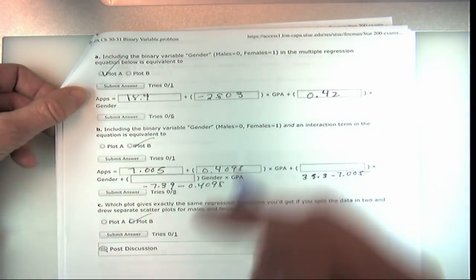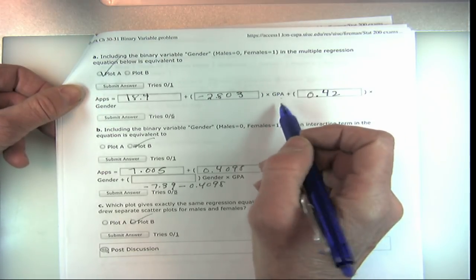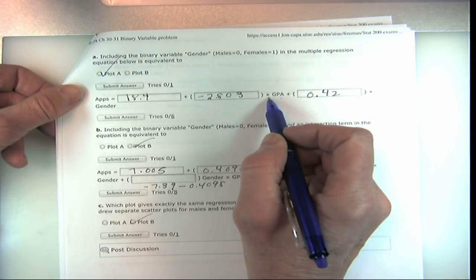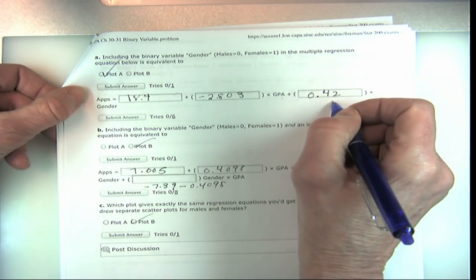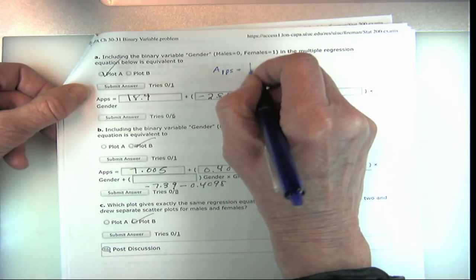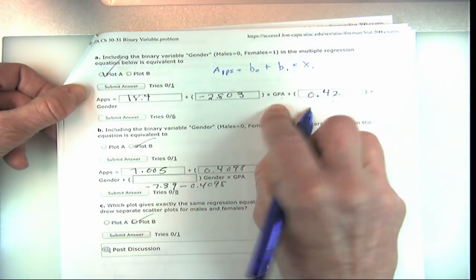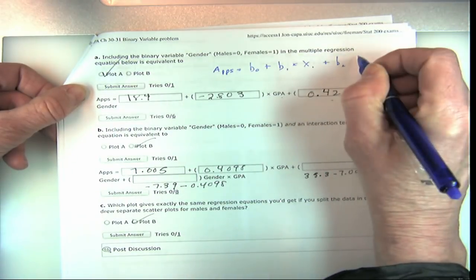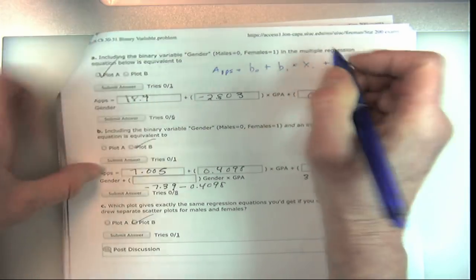See, there's no interaction term here. This is plus GPA plus something, so this just includes gender. So we have apps equals an intercept, B naught, plus B1 times X1, GPA, plus B2 times X2, which is gender, right? So no interaction.